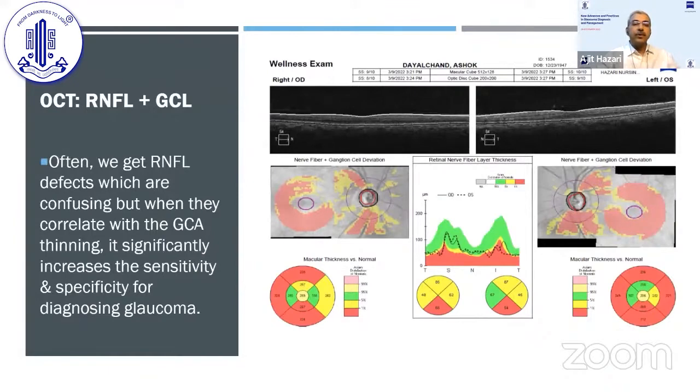Similarly, when we are looking at OCT, we need to realize that we can't look at only the RNFL, we have to equally consider the ganglion cell layer analysis. And when we combine both together, we get more useful information. Sometimes RNFL defects may be confusing, but when they correlate with the GCA thinning, it significantly increases the sensitivity and the specificity for diagnosing glaucoma.